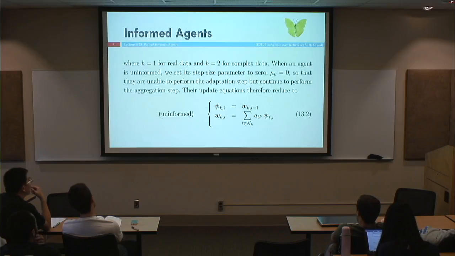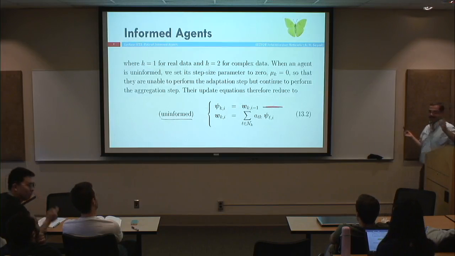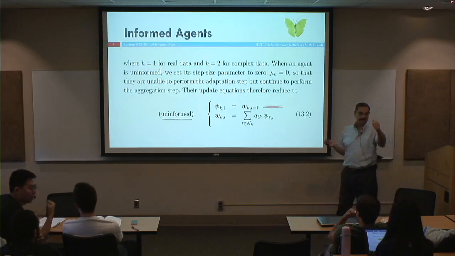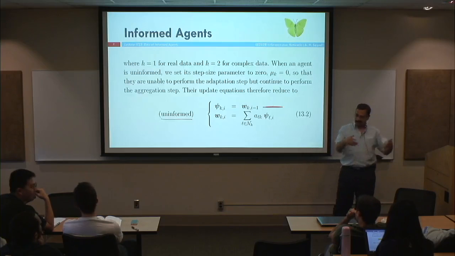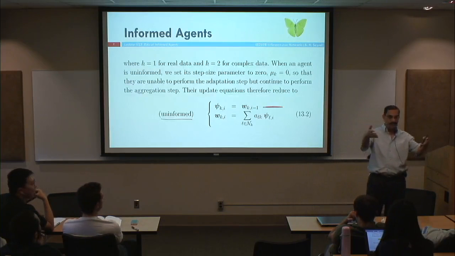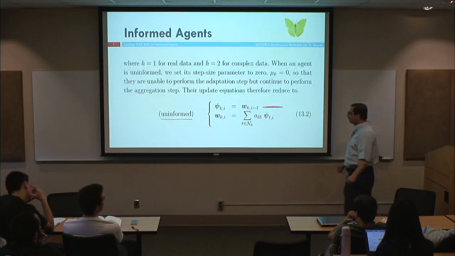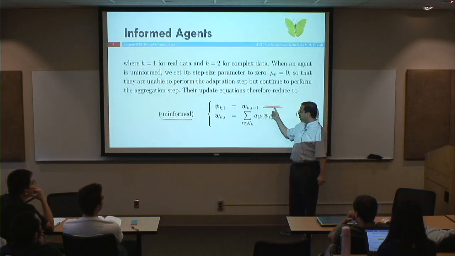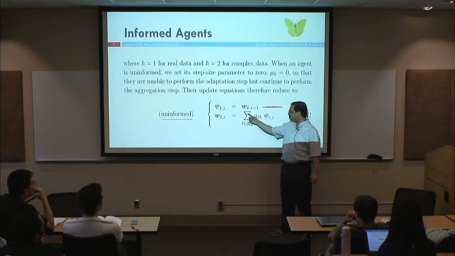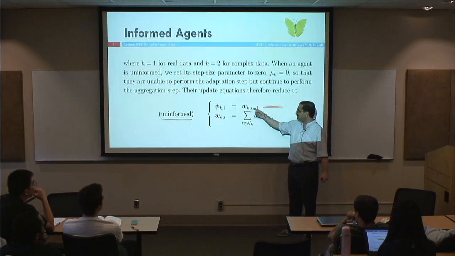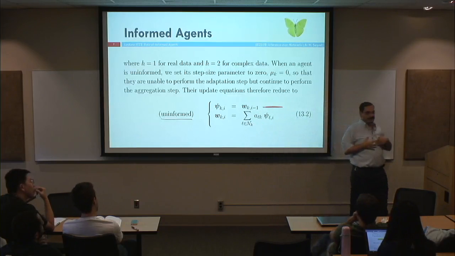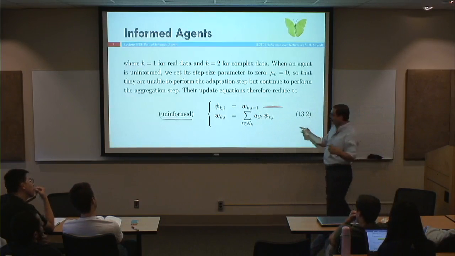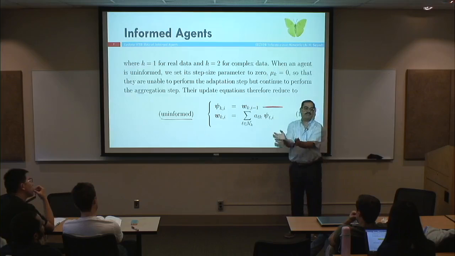Now, the uninformed agent does not have the gradient information, so it cannot perform the adaptation. It doesn't receive d and u, for example, in the quadratic case. In the learning problem, it also may not have the gradient information. So it's as if it has 0 here. All it can do is send its w to the other agents and average the ones it receives from the other agents.